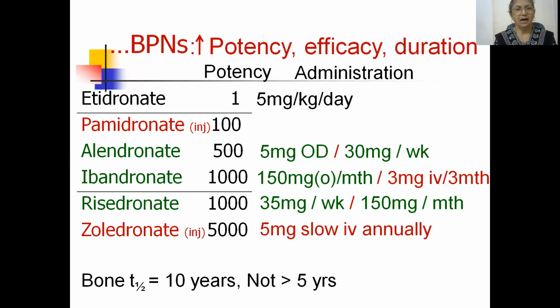The bone half-life of these bisphosphonates, almost all of them, is more than 10 years. So earlier it was recommended you don't need to give it beyond 5 years. But then subsequently, some serious adverse effects associated with long-term use of bisphosphonates have come to light, and therefore now they are not recommended to be used for more than 6 years, and now they are not the first or even second line drugs for osteoporosis.